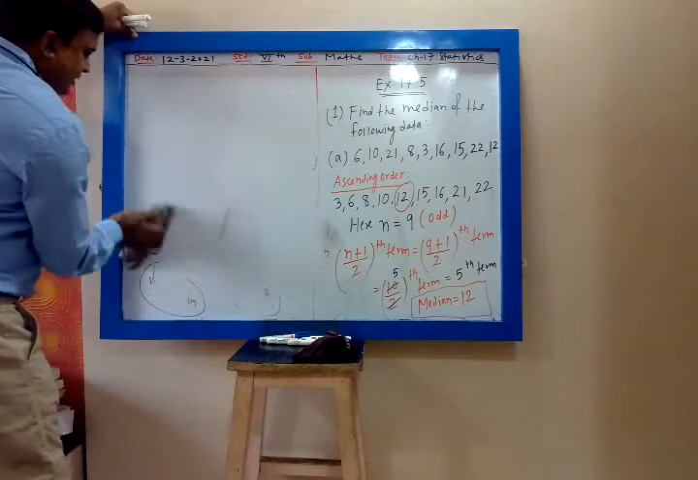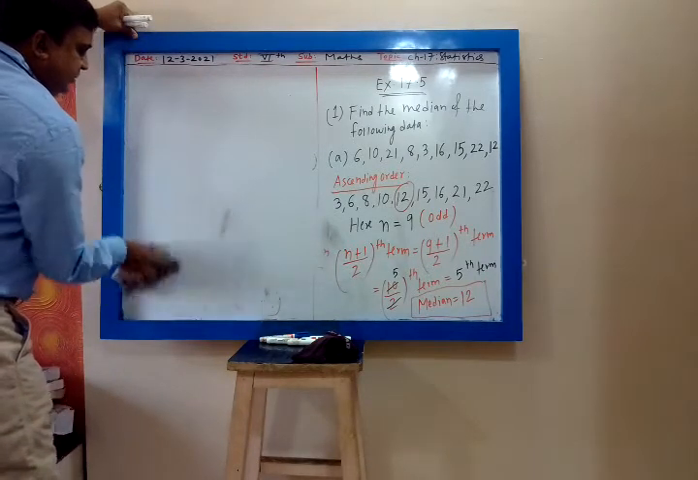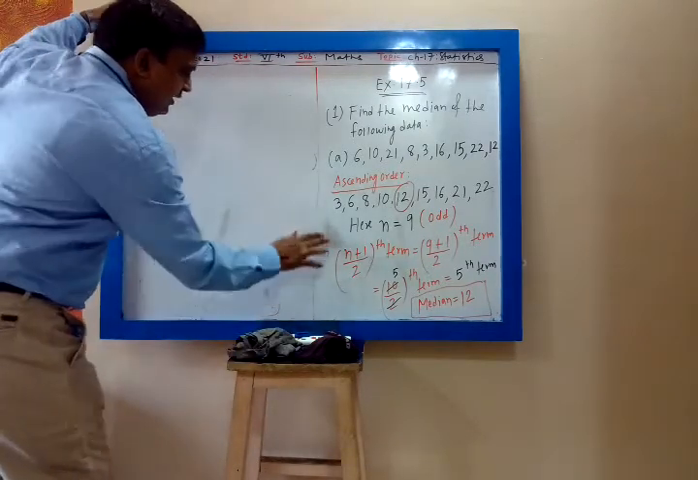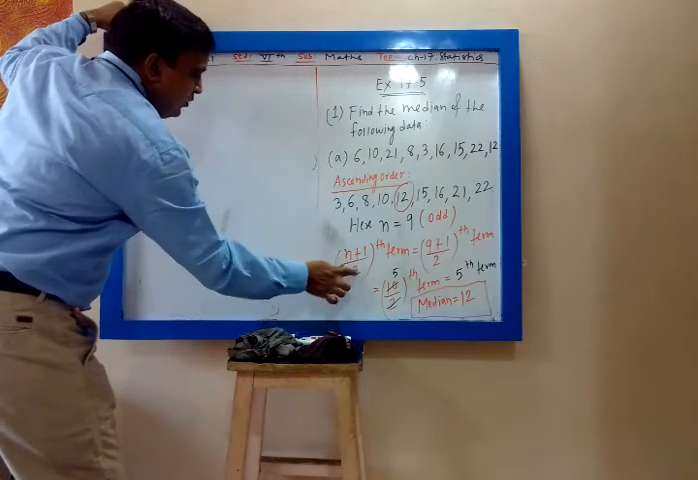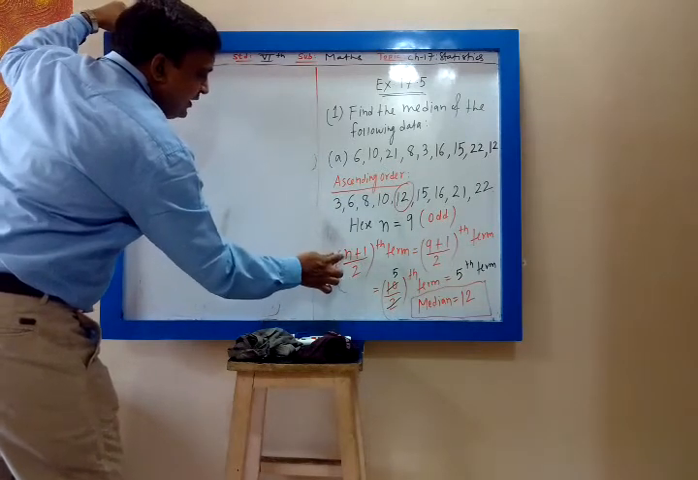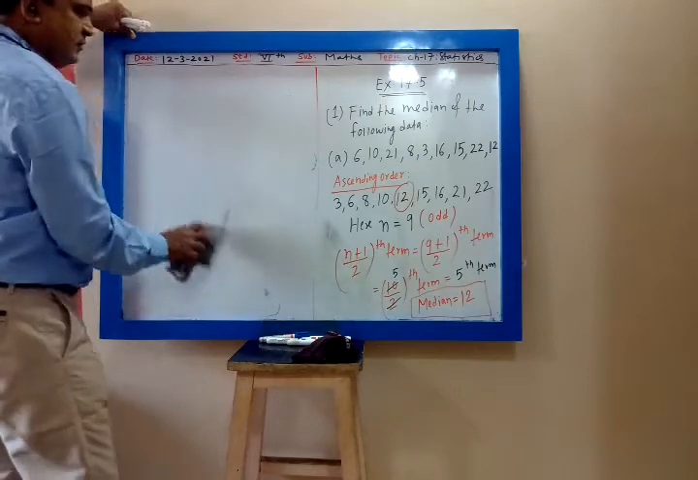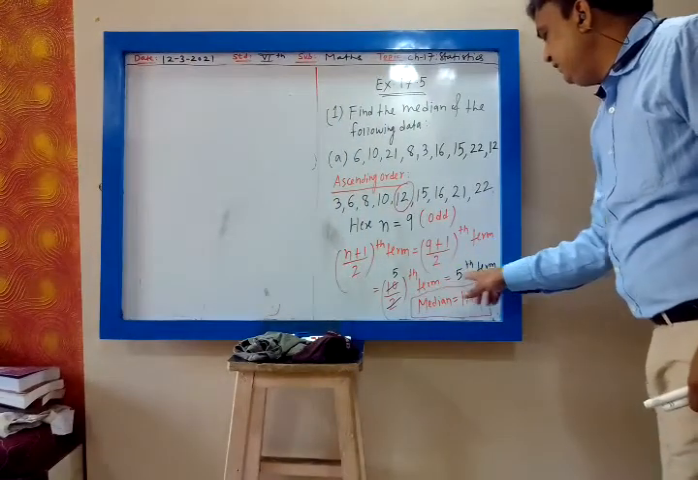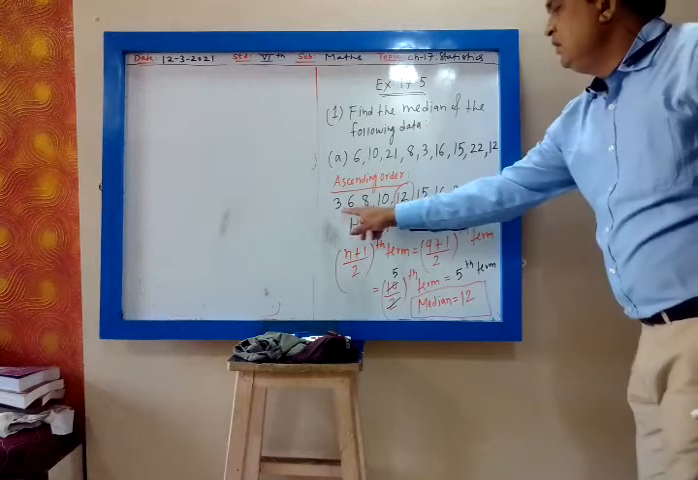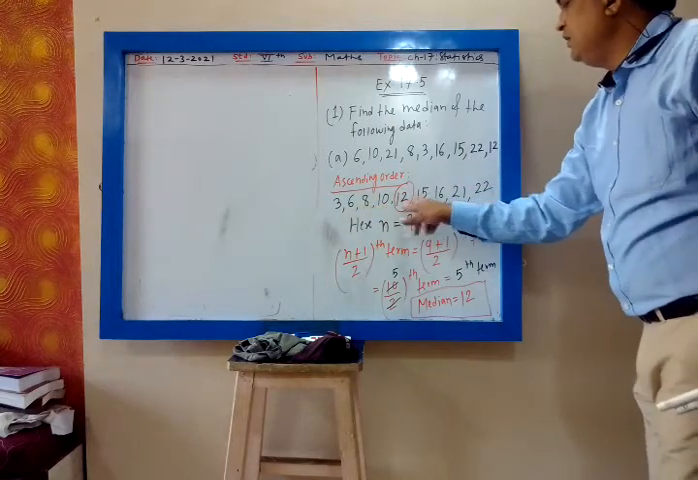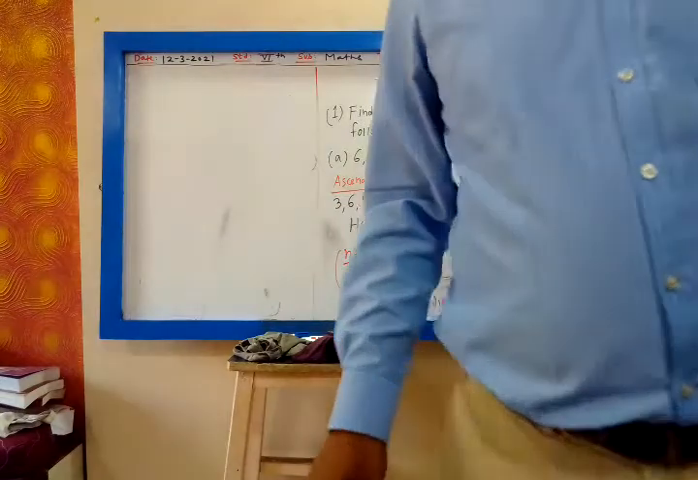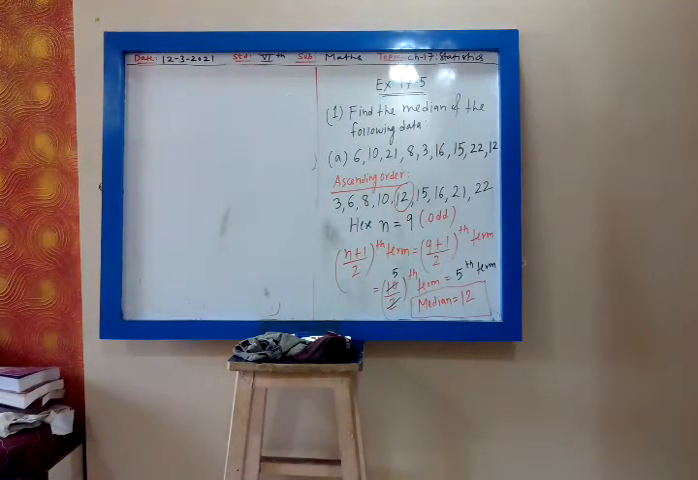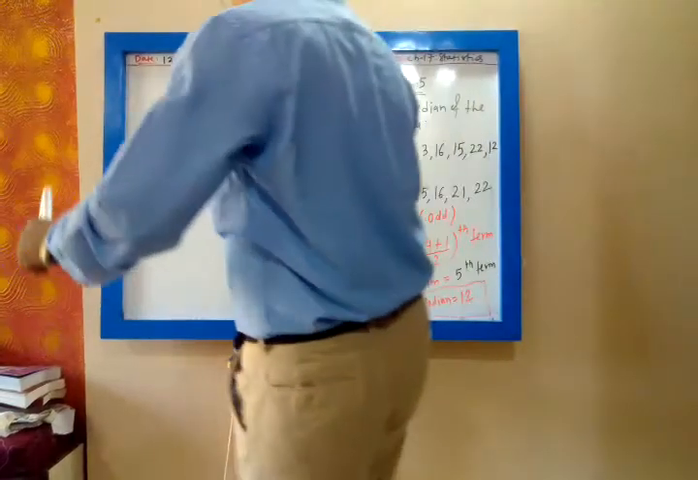Because, my dear, whenever n is odd, the median will be the (n plus 1) upon 2th term. N is 9, so when we simplify this, we get the 5th term. What is the 5th term? 1, 2, 3, 4, 5. The 5th term is 12. Is it clear? 5th term is 12.